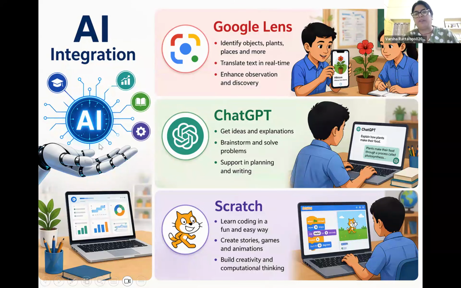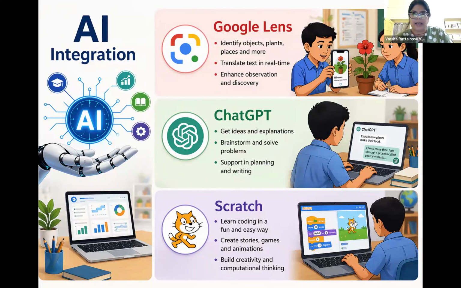Now, this is another very important factor, AI integration, right? Now, if I am doing a project which is based on gardening, I would expect my children to use some AI tools also. Like, if I integrate AI, or give them the liberty to use Google Lens, right? The children will be able to explore and know more varieties of plants, right? Instantly. They can translate it in real time.